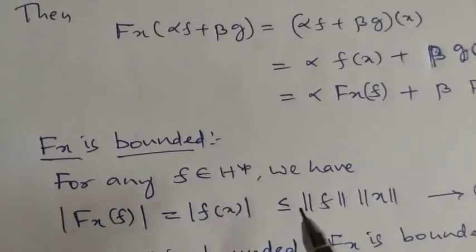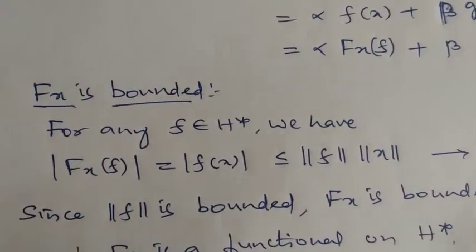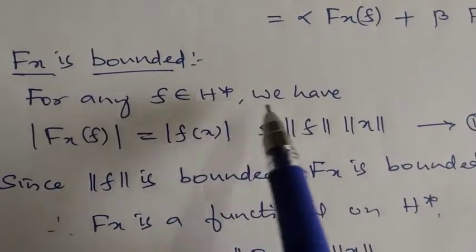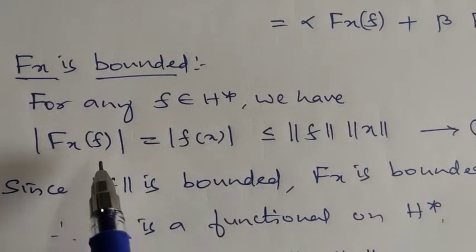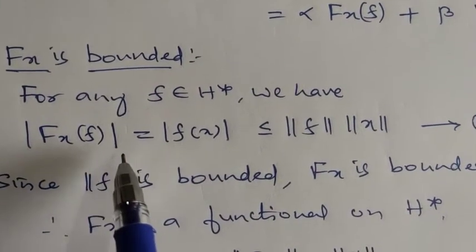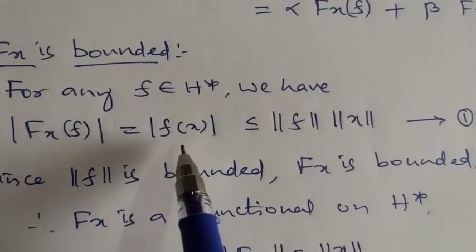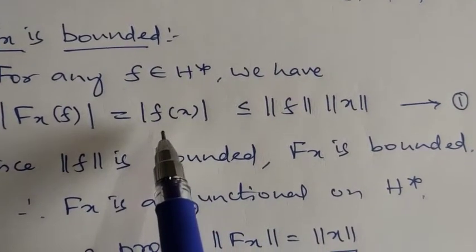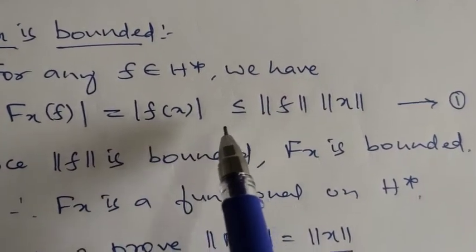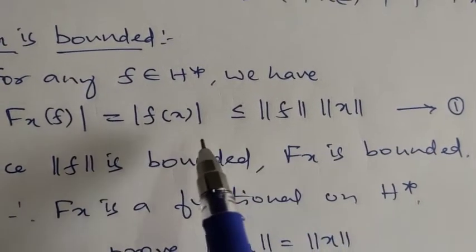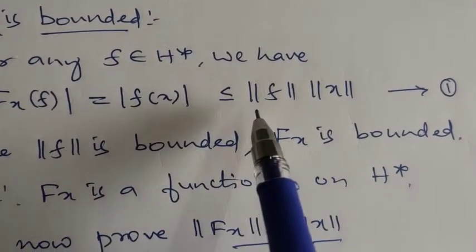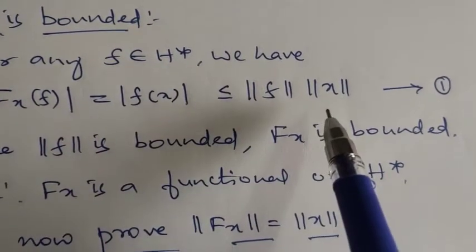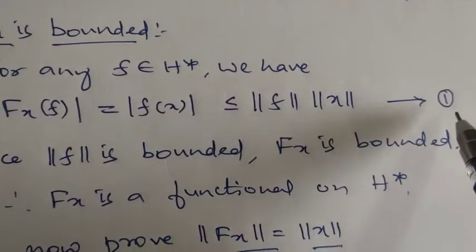Now we show fx is continuous, or fx is bounded. For any f belonging to H star, what do we have? The absolute value of fx of f is the absolute value of f of x, by definition. So this is certainly less than or equal to norm of f into norm of x. This we already proved in normed linear spaces. Let us call this 1.